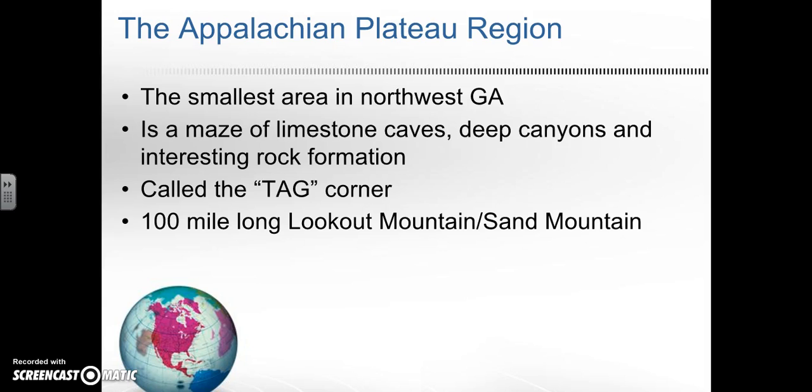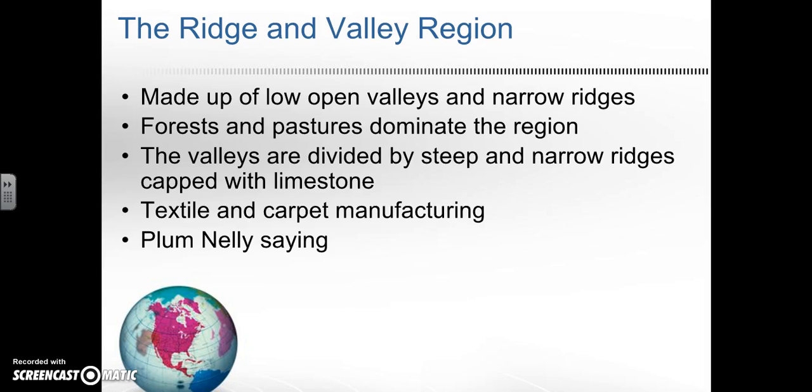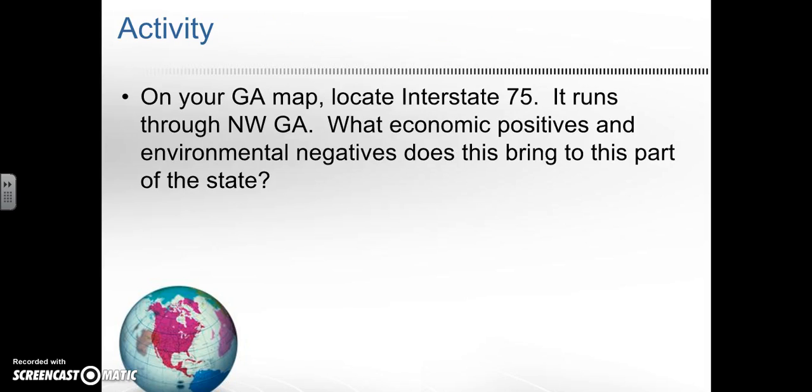And there is a 100-mile long Lookout Mountain where you can see all of the different states that we've talked about. The second region is the Ridge and Valley region, made up of low valleys and narrow ridges, forests, and pastures. This is where your carpet industry is in northwest Georgia.